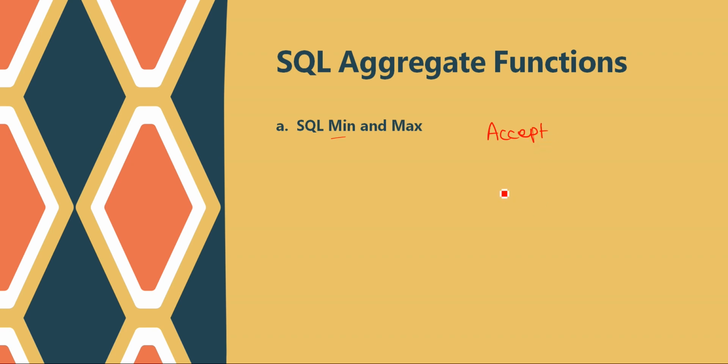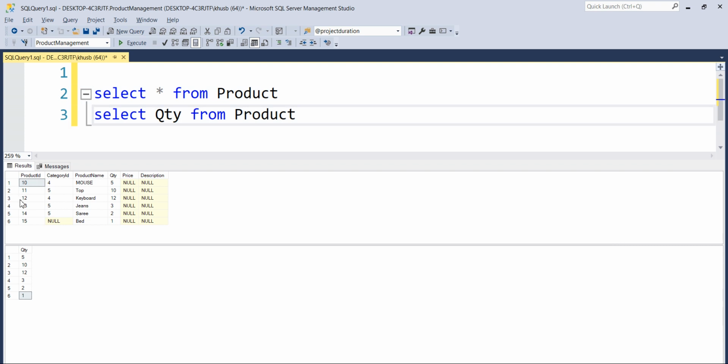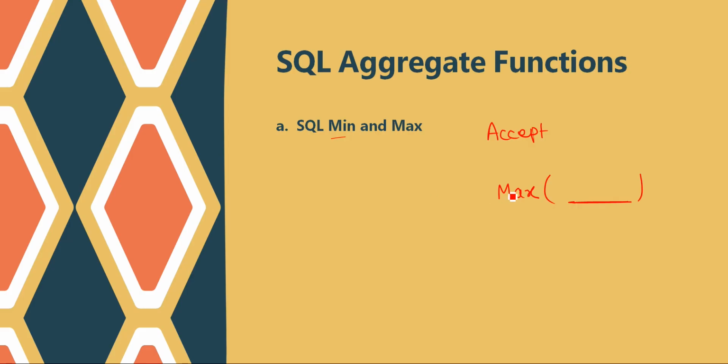Let's say I want to select the maximum quantity. So I need to specify what column I want the maximum of. Let's say I want the product ID as a maximum. In this case, as you can see, we have product IDs 10, 11, 12, 13, 14, 15, right? So it is going to return 15. In this case, it is going to return 12. So obviously this function is going to accept some parameter.